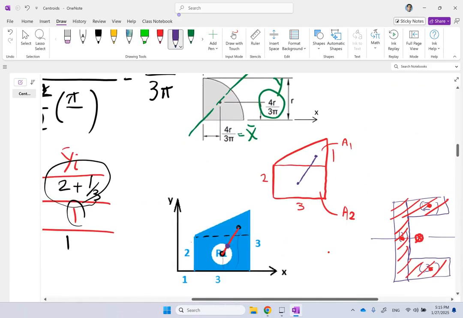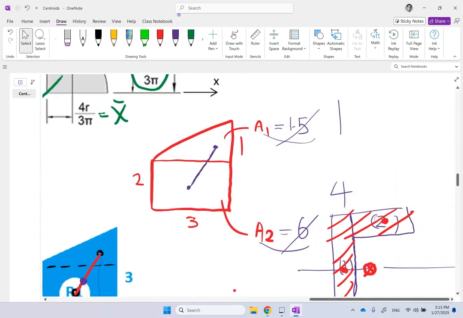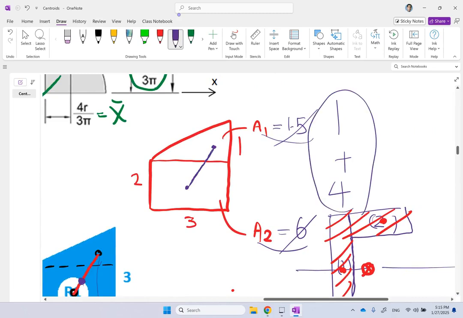What is A2? Remember, A1 is 1 times 3 divided by 2, that's 1.5. This guy is 2 times 3, that is 6. So you see, A2 is 4 times bigger than A1. This rectangle is 4 times bigger in area. So this ratio is like a 1 to 4. Good? So now where on this line would the centroid fall? The way you do it is you add these two together, you get 5. Total area is like 5 units, but this guy is like 1 over 5. This guy is like 4 over 5.